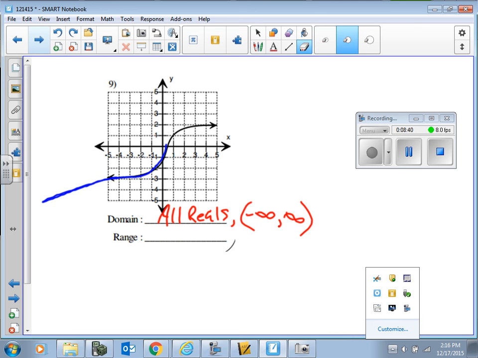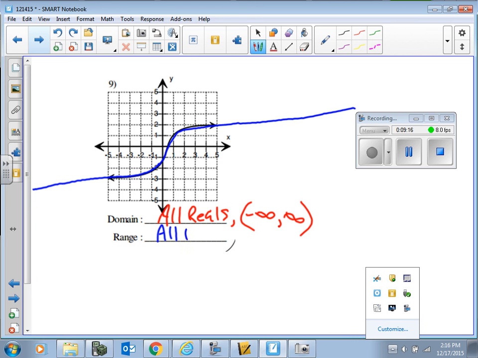So if you looked at the graph and said, well, it's never going to touch -3, then your answer might be different. I was looking at this assuming that it was going to keep doing a slow movement, very slowly, and then the same way down here. Moving like that. If that was the case, we would have all reals for our range too. And that'd be -infinity to +infinity, two different ways to write it. All right. So there's a little bit of wiggle room on that one.